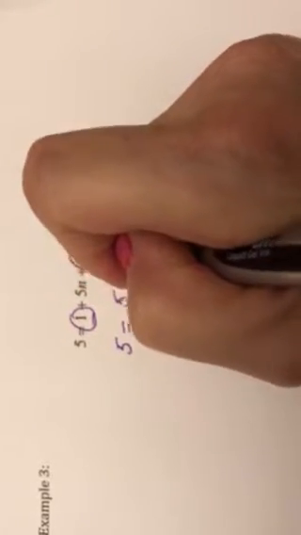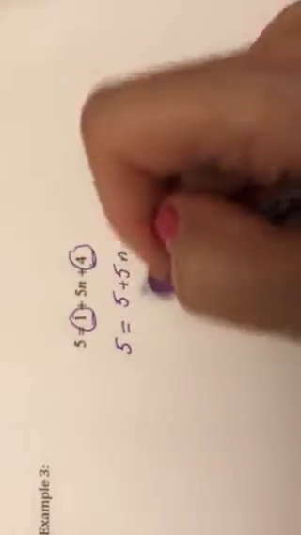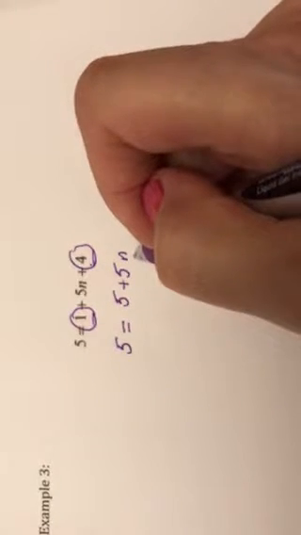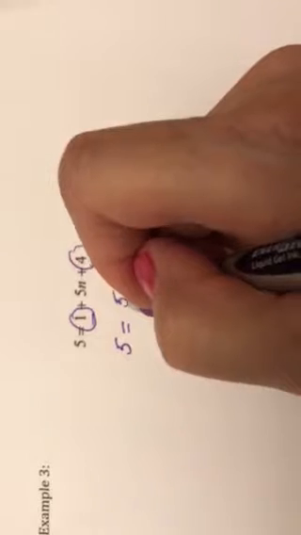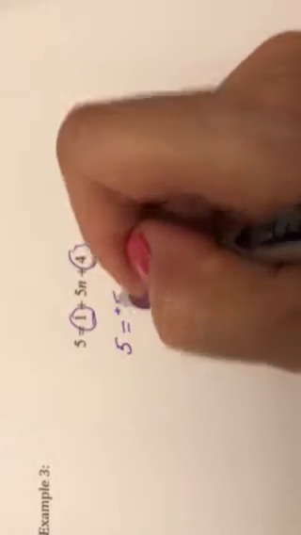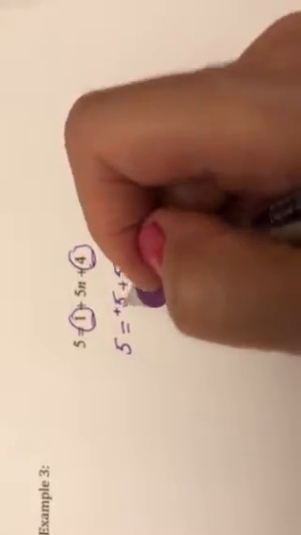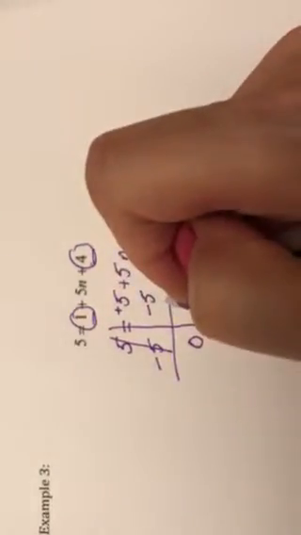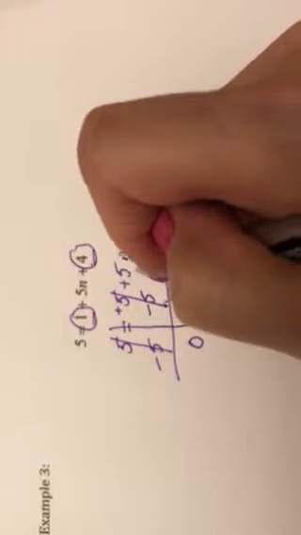It's 5 plus 5n. So now I have a two-step equation. I'm trying to solve and find out what the variable n equals. This 5 has an imaginary positive sign in front of it. So we have to do the same thing to both sides of the equal sign. We're going to subtract 5 from both sides. And 5 minus 5 equals 0. Again, 5 minus 5 equals 0. And we'll bring down the 5n.